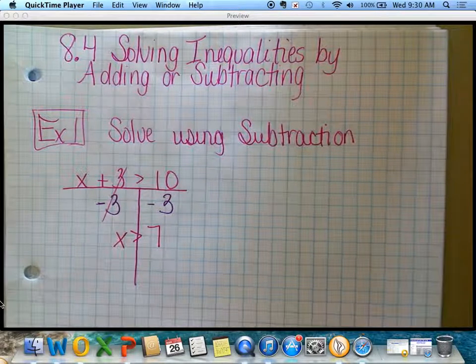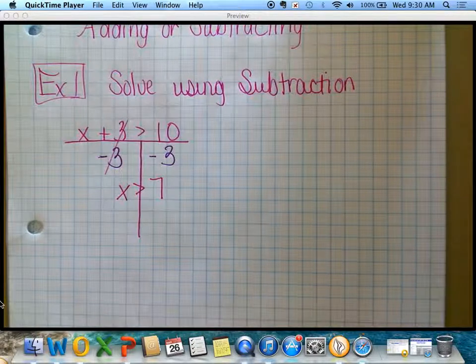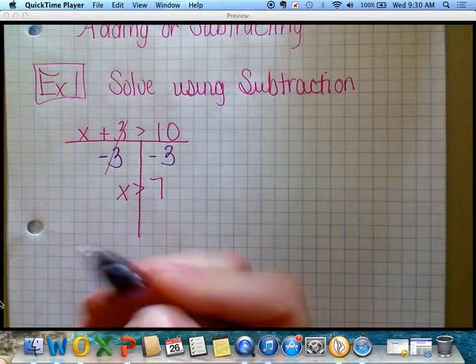Now, you will have to check these, but we can't check them like we would normal equations because we don't have a variable equal to. We have an inequality for our solution statement. So we need to pick a number that's greater than 7. I would just say let's use 8 because that is greater than 7.